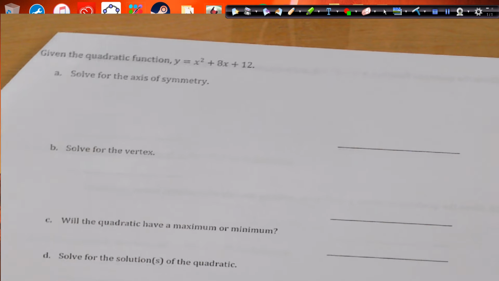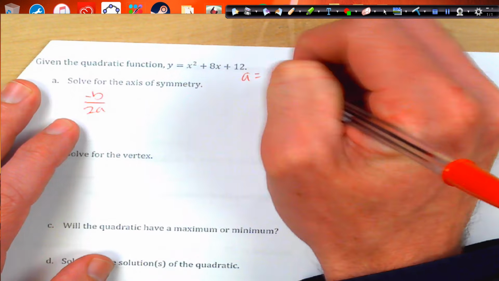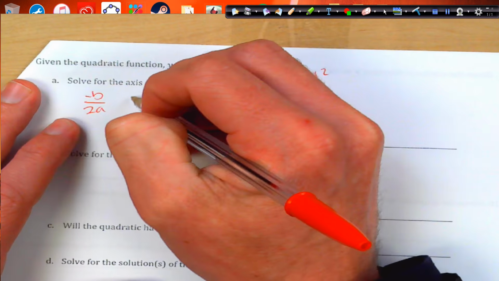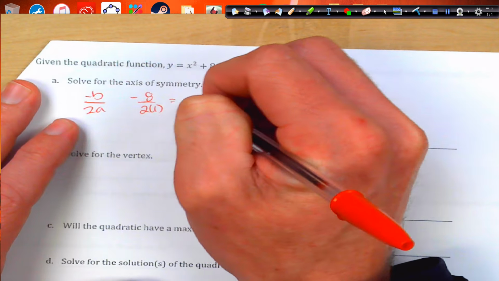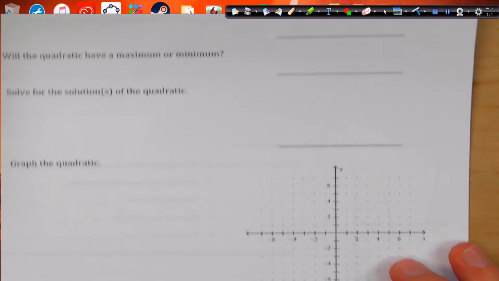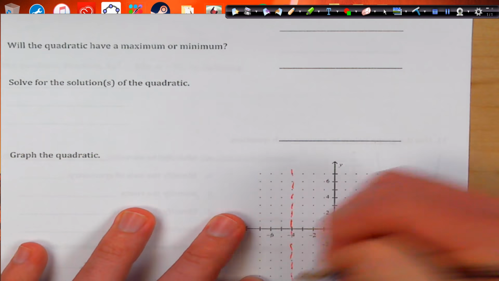Given the quadratic, find the axis of symmetry. So same thing, we're going to do negative b over 2a. Here we have a equals 1, b equals 8, and c equals 12. So we're going to have -8 over 2 times 1, which is -4. So x equals -4. We can actually go straight to our graph and go to -4, and we can put in our axis of symmetry. We already know that's where it's going to be.